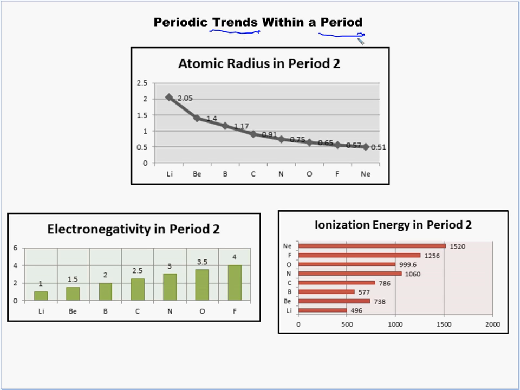Alright, so within a period. I know a period is a row, so that means side to side. So like that, you know, back and forth. Atomic radius in period 2. So I'm looking at period 2 in my periodic table right now. It goes lithium, beryllium, boron. And so I'm noticing here atomic radius is going down as I go to the right in the period. Lithium is a lot bigger than neon. It's like 4 times as big. But they all have 2 shells. Okay, so they're getting smaller.